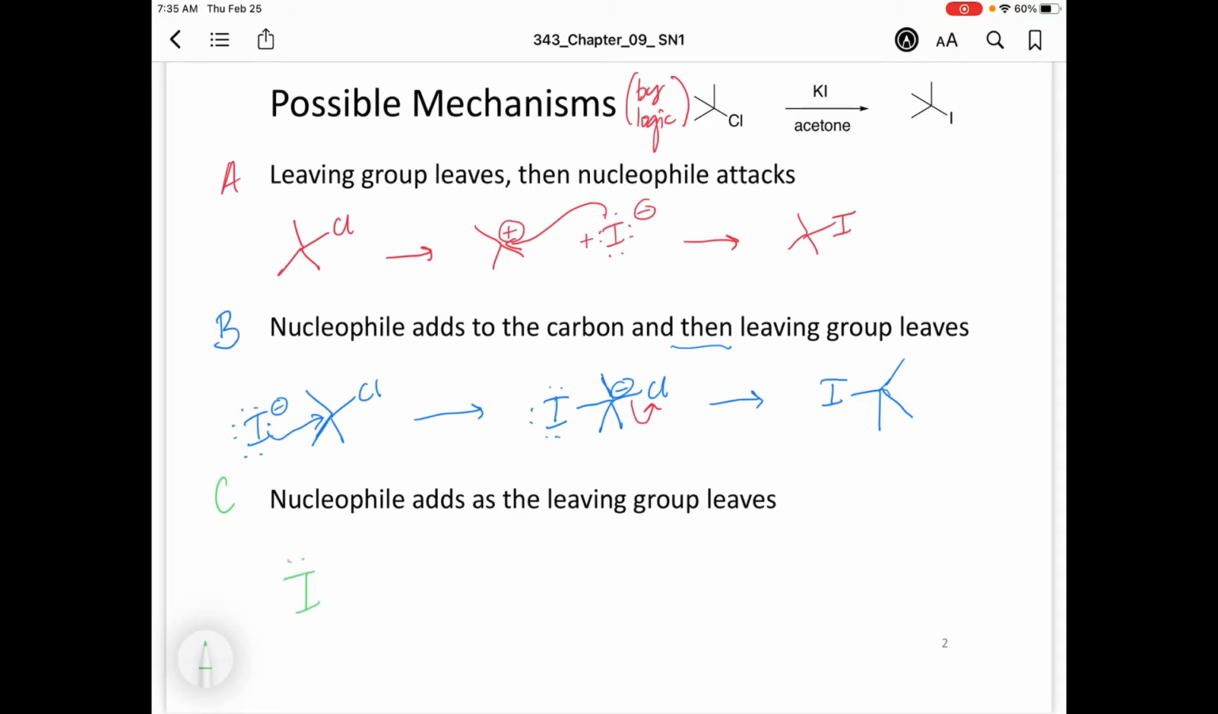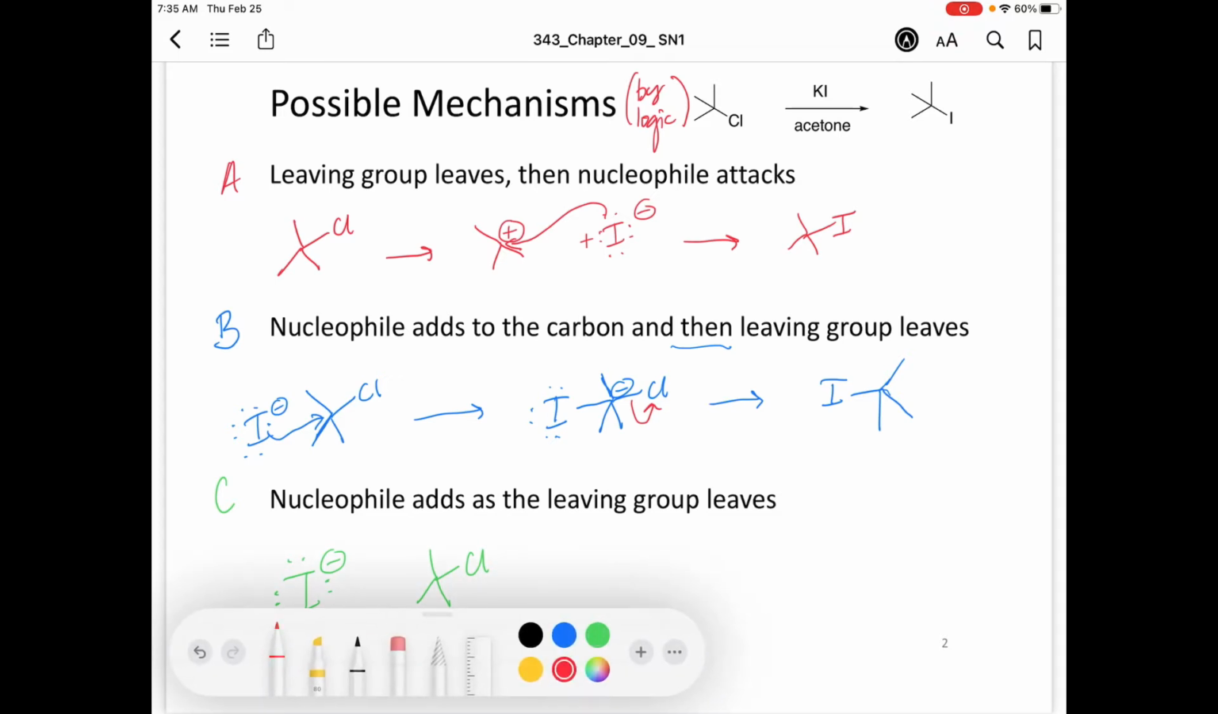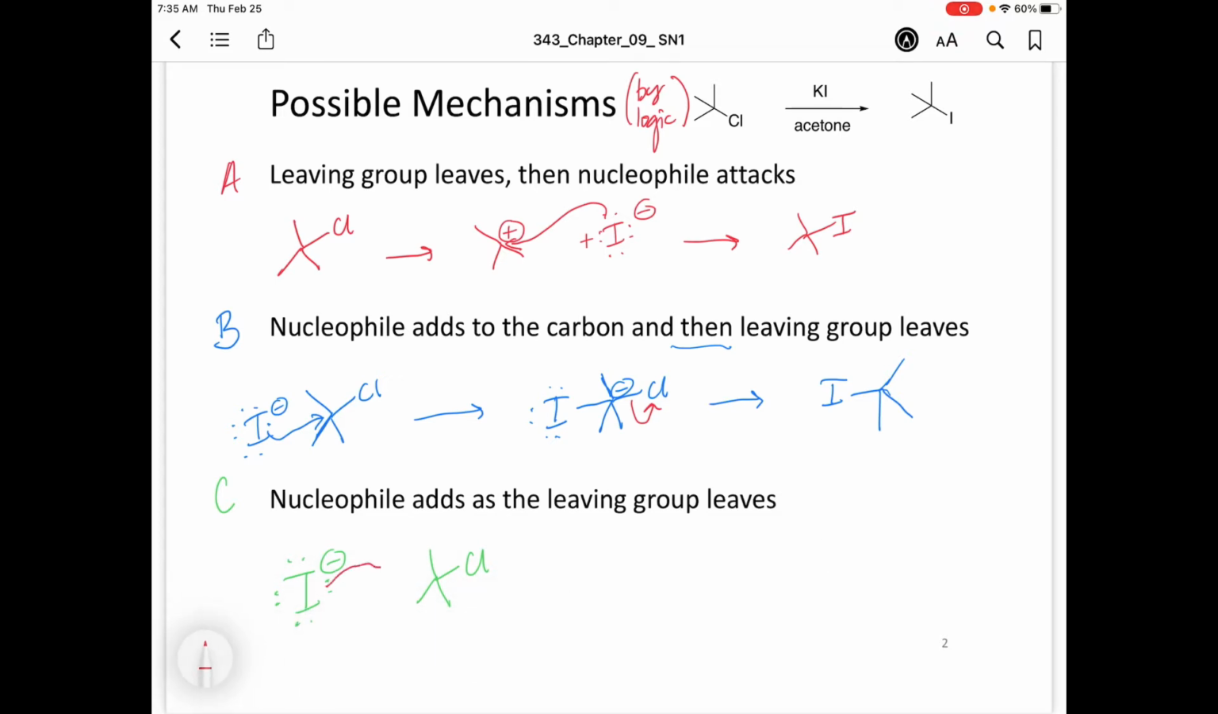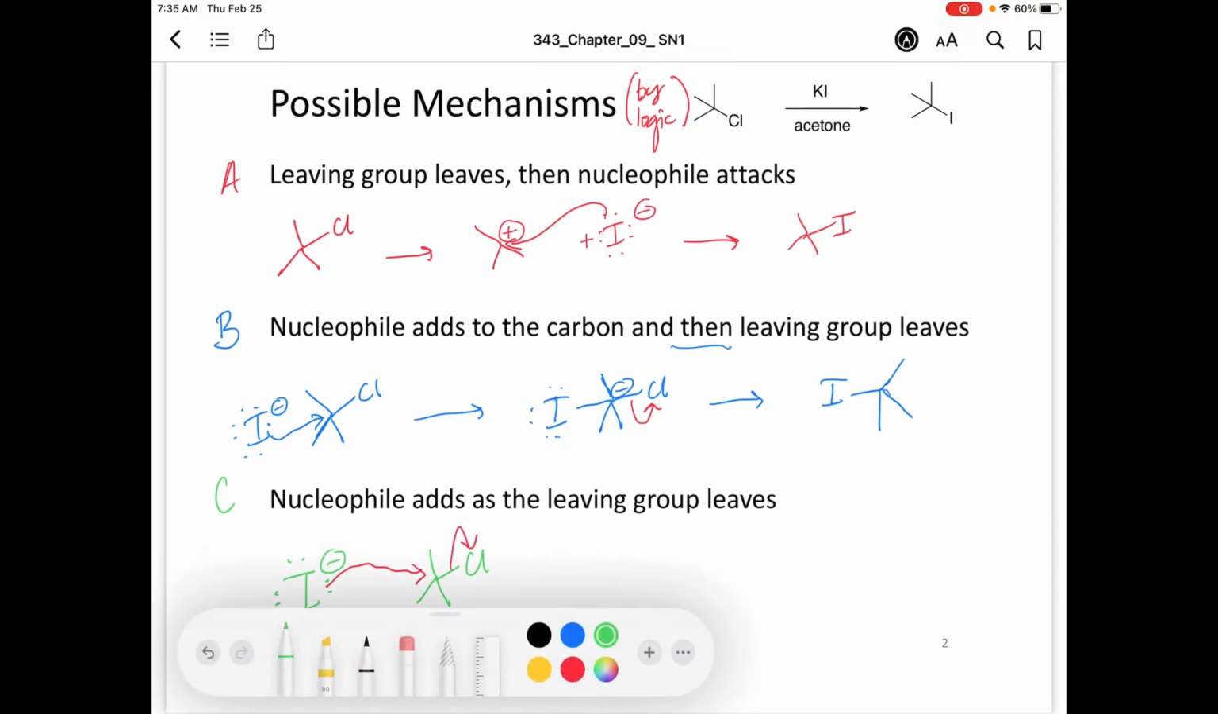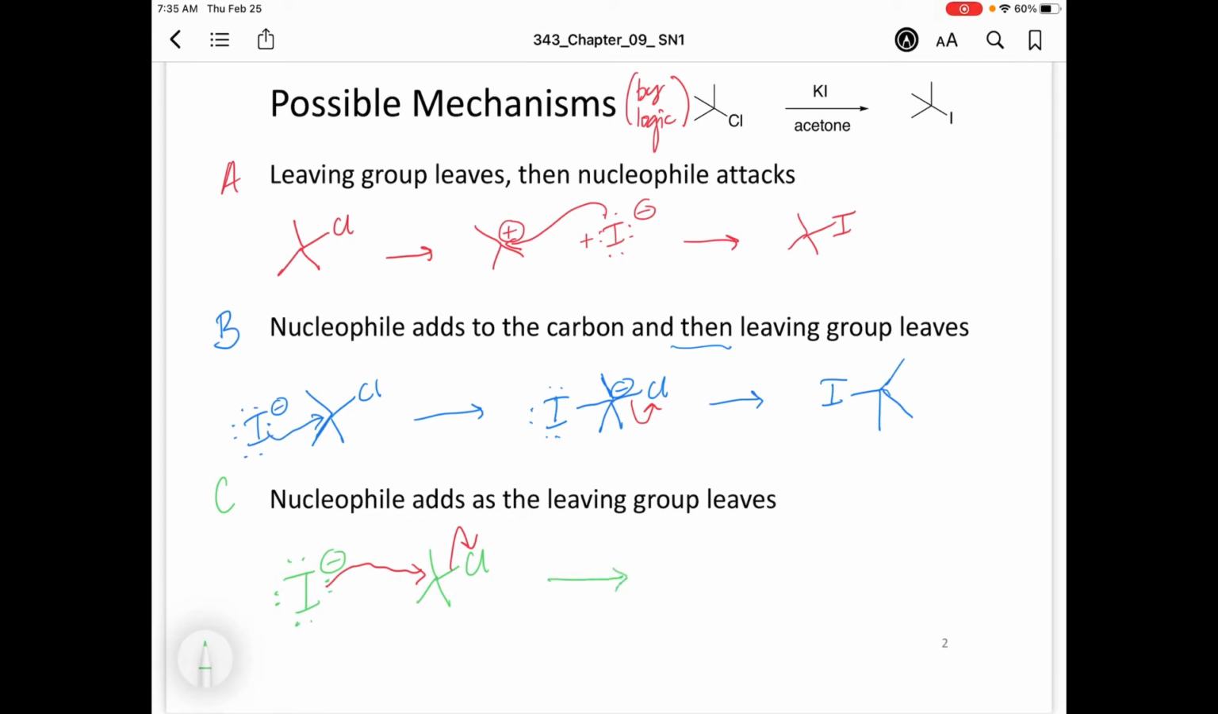I'm going to draw my iodide here, okay? I'm going to draw my alkyl chloride. Now, we could have the nucleophile add as the leaving group leaves. This means this is going to happen at the same time. So I'm going to draw the iodide attacking while the leaving group is leaving. We're avoiding that carbon with 5 bonds. And so this is actually for SN2. This is actually a mechanism that we will go through in the future.